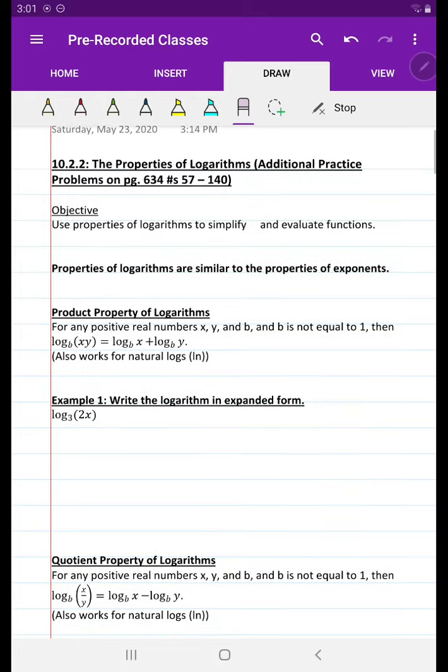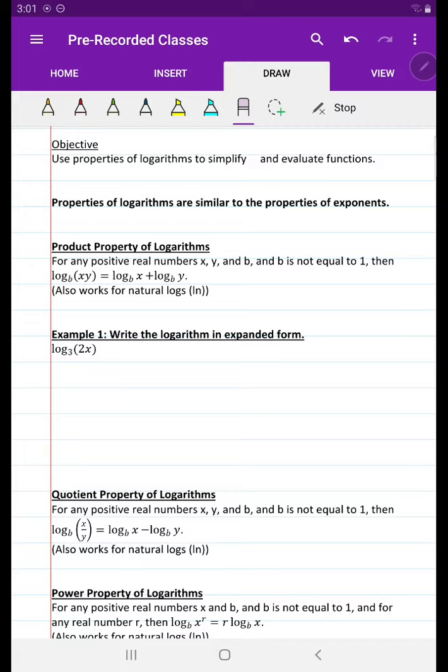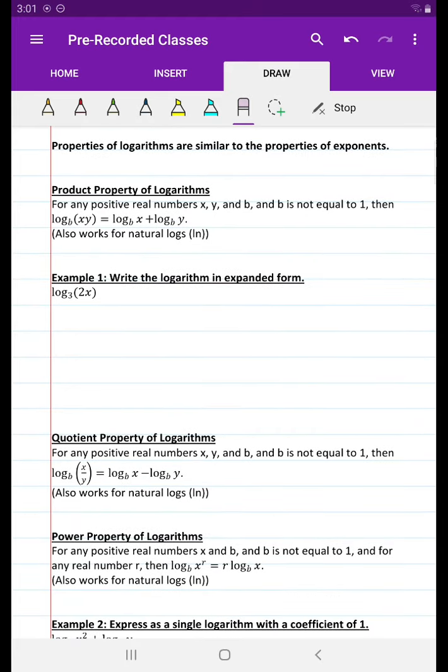And the thing about logarithms, their properties are very similar to the properties of exponents, and that makes sense because logarithms and exponents are the inverses of each other. They're very closely related, so in some ways they work the same way. So with each property, we'll try to go through some examples to show you how they work and how you can use them.